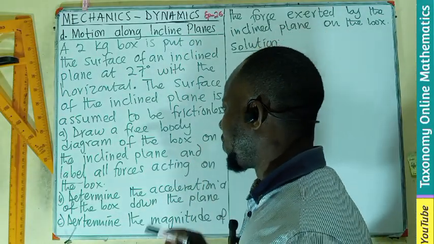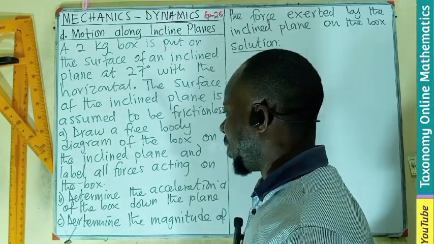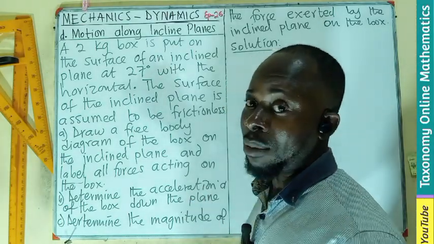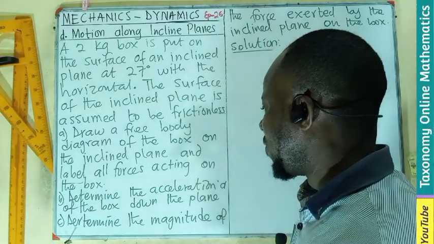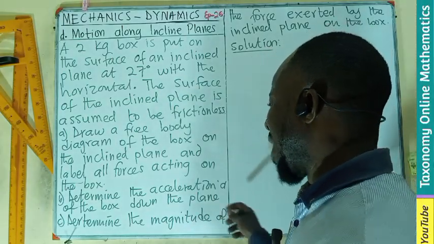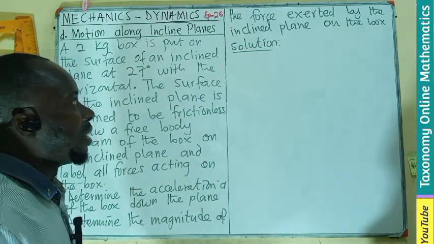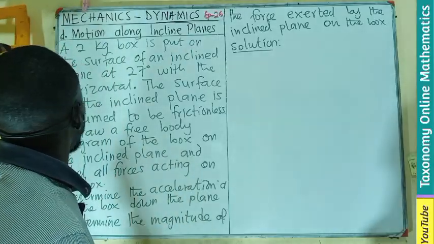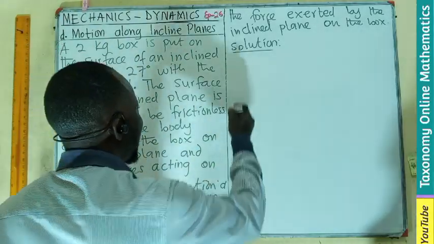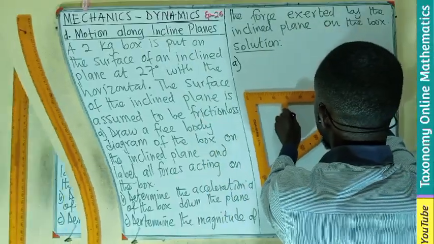We have to draw the free body diagram of the box on the inclined plane and label all forces acting on the box. Then determine the acceleration a of the box down the plane and determine the magnitude of the force exerted by the inclined plane on the box. Let's start with the first one, making the inclined plane.